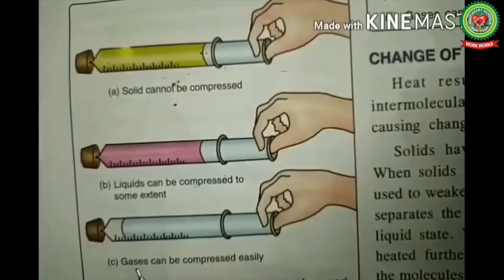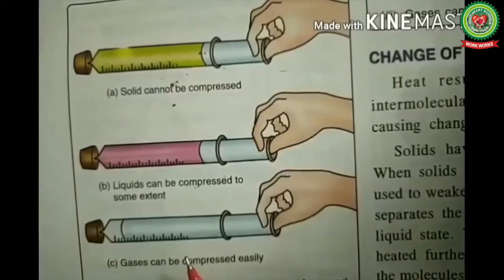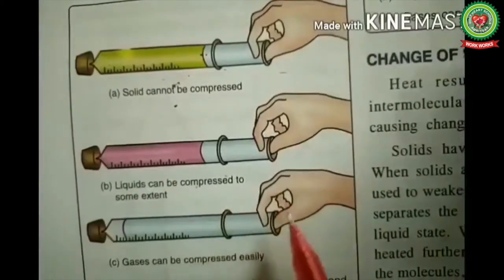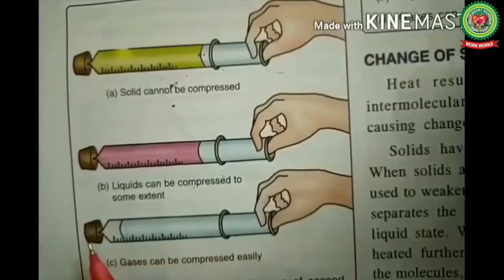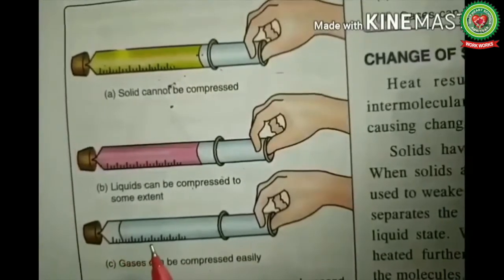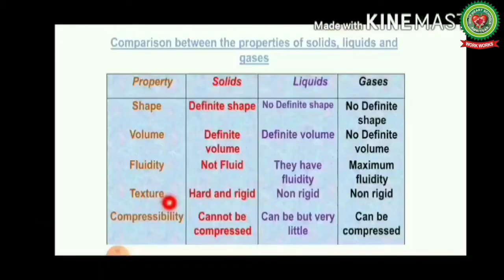In case 3, the third syringe contains air. When we apply pressure on the piston, it moves completely in the forward direction. It shows gases can be compressed easily. So, solids cannot be compressed. Liquids can be compressed to some extent. But gases can be compressed easily.